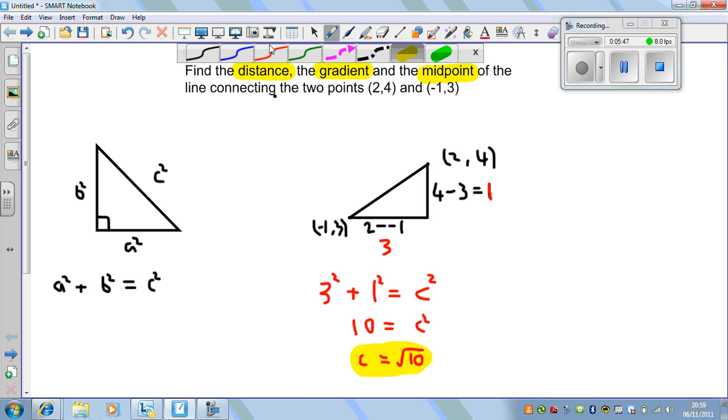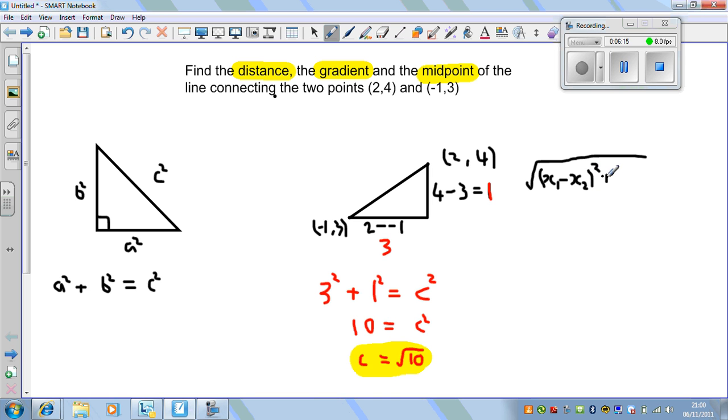You could have done it straight into the formula. Now the formula which they give in the textbook is the distance is given by, fiddly, the difference between the x coordinates, so that's x1 minus x2, all squared, plus the difference between the y coordinates.